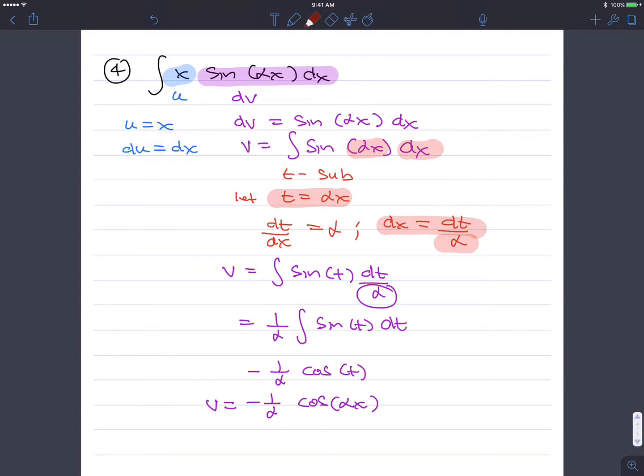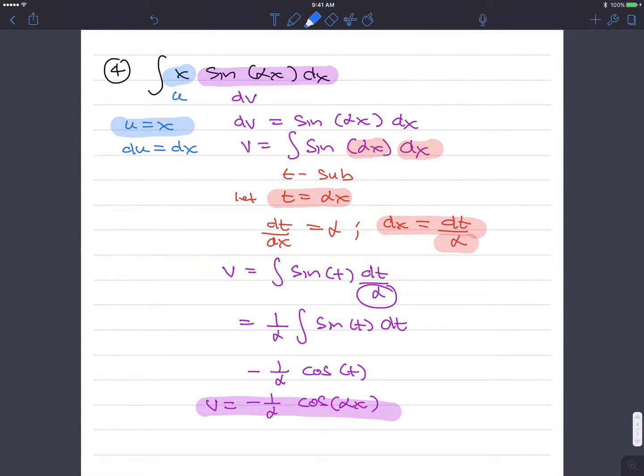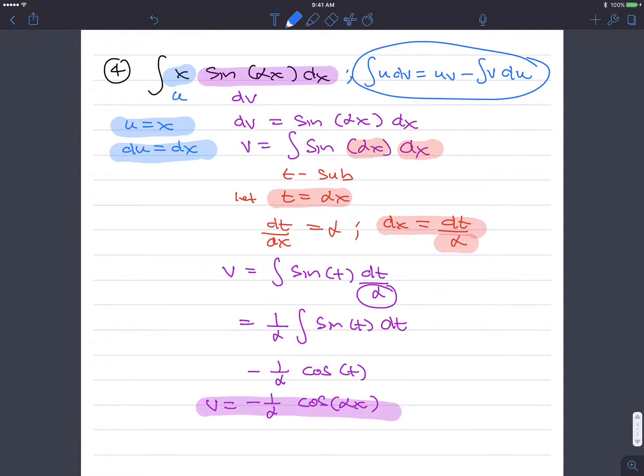Now, this is my v. So we're going to use this v. We're going to use our u and our du. Okay, we're going to use these because in integration by parts, any integral of the form u dv is uv minus integral v du. This is our integration by parts format.